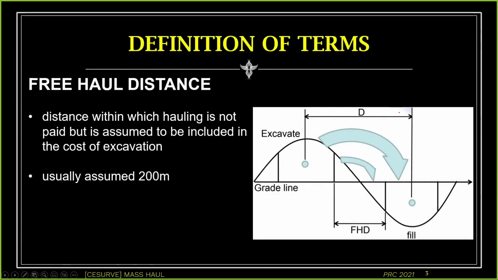Then, we have the term free haul distance. So, free haul distance is basically a distance within which a hauling is not paid but is assumed to be included in the cost of excavation. It is the distance between the cut and fill. But before that, meron tayong, let's say, ito yung original embankment natin. So, syempre, bundok, tapos pababa. Now, etong taas, not really bundok, but pabundok. Medyo pa-uphill or medyo mas mataas ang elevation.